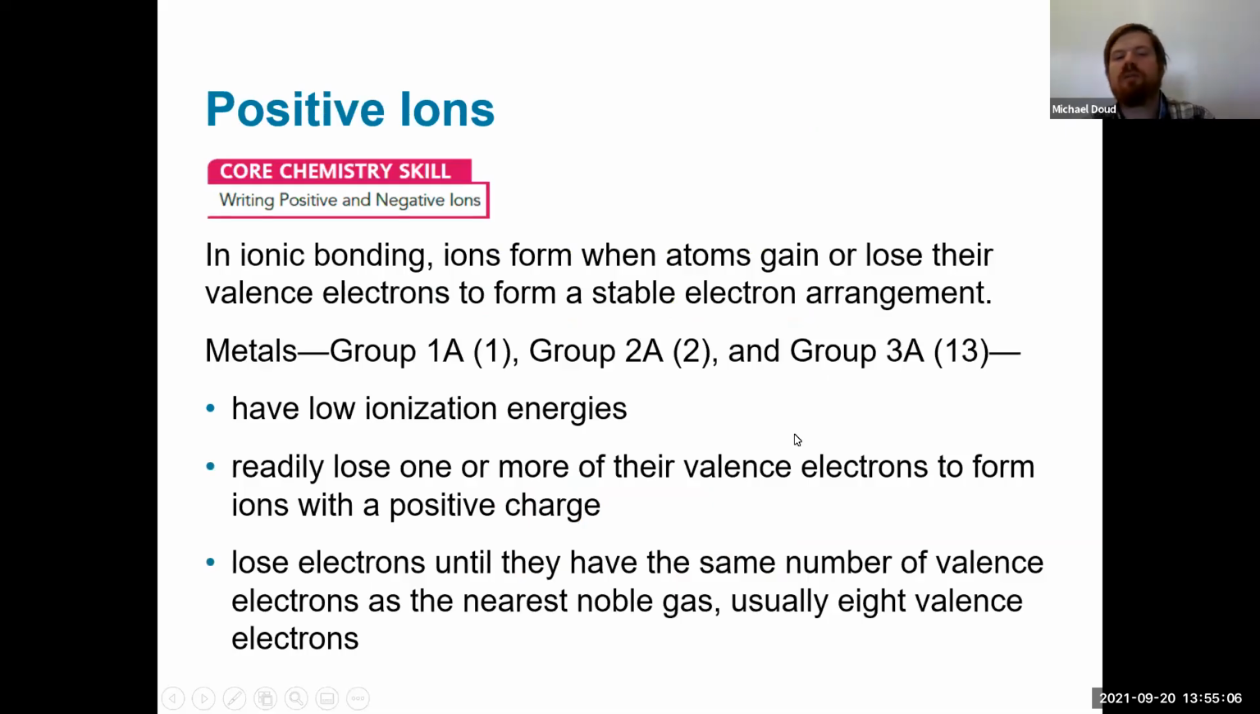Okay, so what happens with ionic? Why is it that metals form positive ions? Well, the metals in group 1A, 2A, 3A all have very low ionization energies. That means it takes a very little amount of energy to remove an electron and form a positive ion, if you'll recall from our discussion in the previous chapter. They will lose those valence electrons to form an ion with positive charge. And again, they're going to lose electrons until they resemble their nearest noble gas.